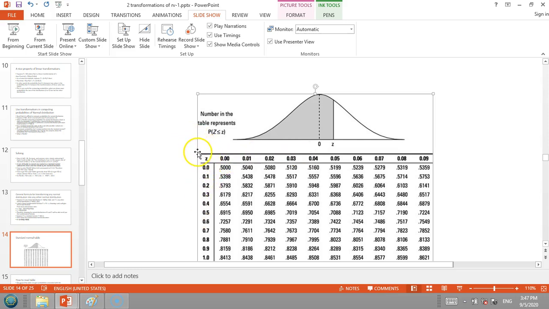Okay. So what do I want? I want my z to be 0.25 or 1/4, right? So I come down the column here. I see my z as 0.2. You see it here, 0.2. And then the precision is 0.25. And 0.25 is exactly 0.5987.